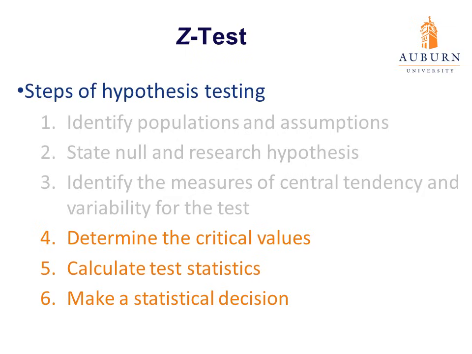Okay, so that catches us up. That gets us through the first 3 steps. Let's continue on and do steps 4, 5, and 6, and then of course we'll talk about 7, the practical decision. So step number 4 is determining the critical values.